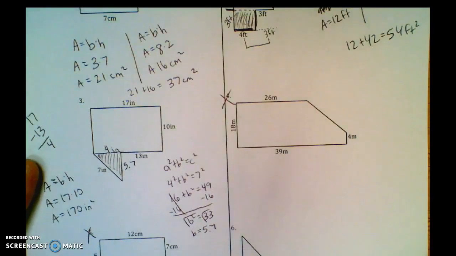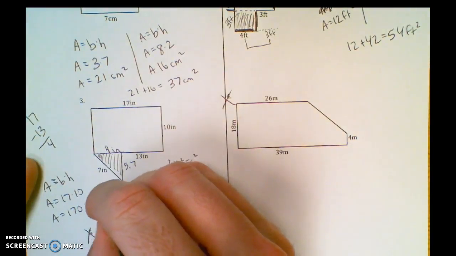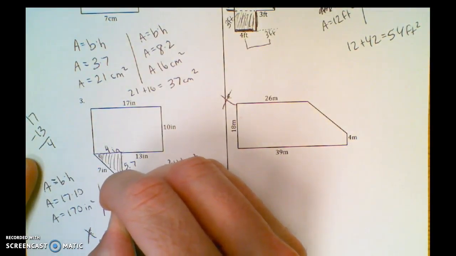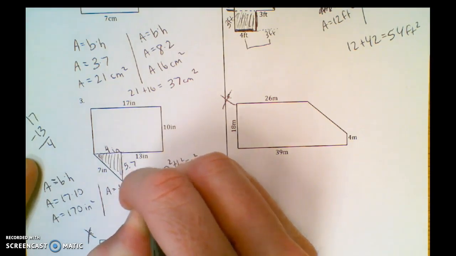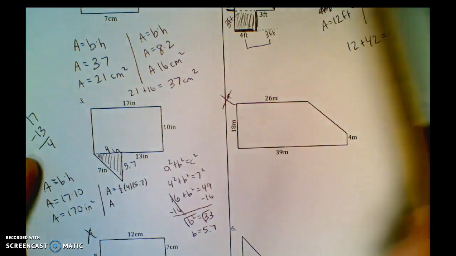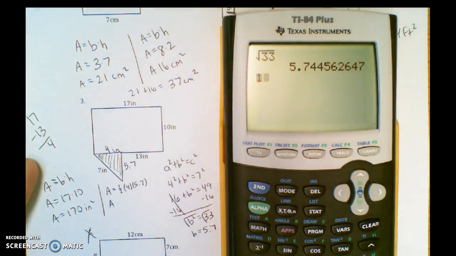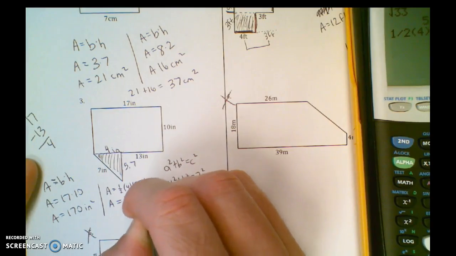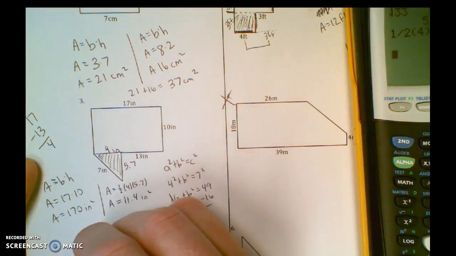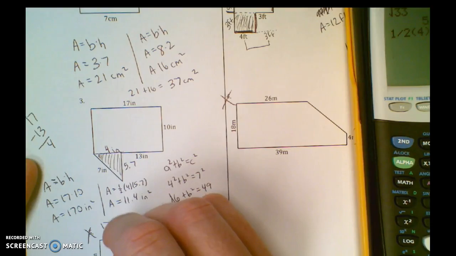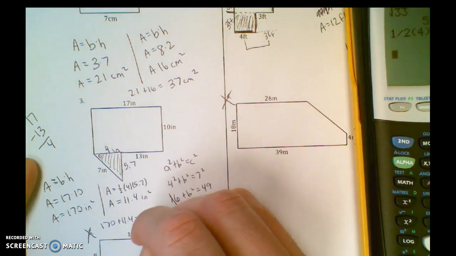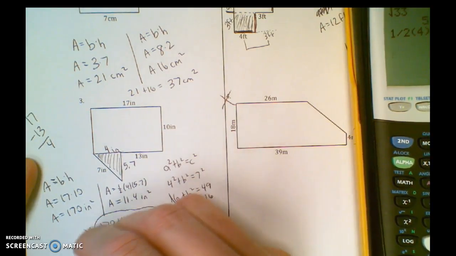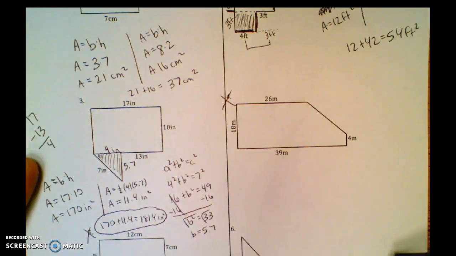So to find the area of that triangle, its area equals 1/2 base times height. So area equals 1/2 base times the height. So you get 11.4 inches squared. So adding the two areas together, you get 170 plus 11.4 is 181.4 inches squared.